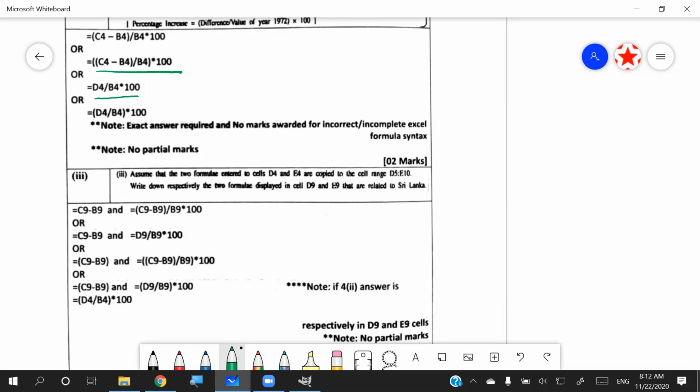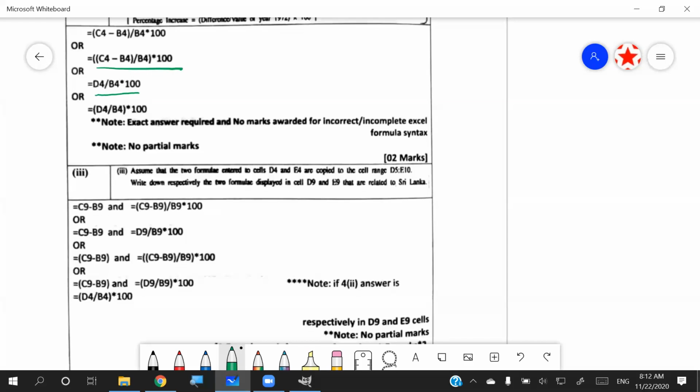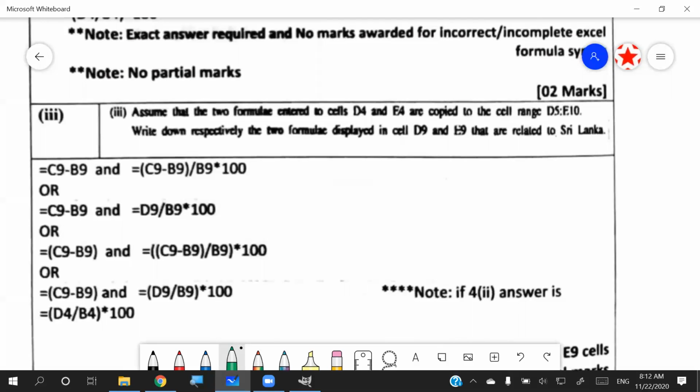right? And the percentage column, it's going to be C9 minus B9 divided by B9 into 100, right? Or the alternative answers that you can see at the bottom of your marking scheme.